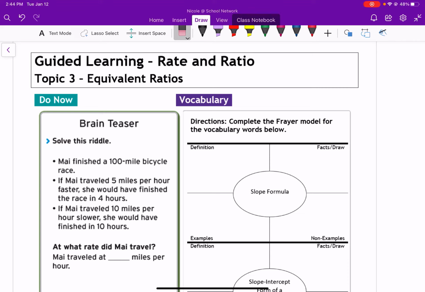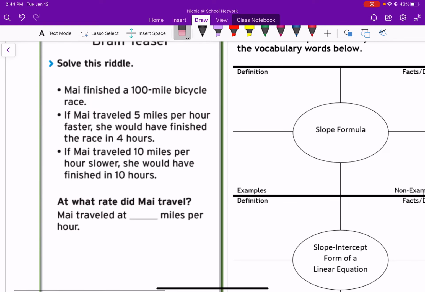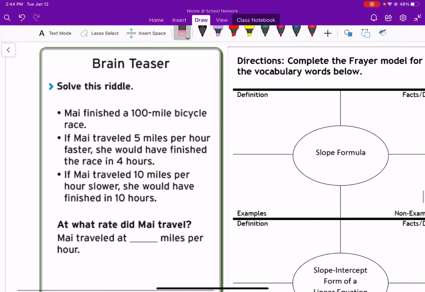Okay, so welcome back. We are on day 3 of LEP 5. So here we're going to talk about equivalent ratios. Looking at the brain teaser, go ahead and pause this video, try some things and see if you can get it.